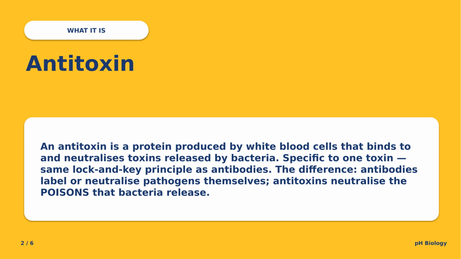An antitoxin is a protein produced by white blood cells that binds to and neutralises toxins released by bacteria. Specific to one toxin, the same lock and key principle as antibodies. The difference: antibodies label or neutralise pathogens themselves. Antitoxins neutralise the poisons that bacteria release.